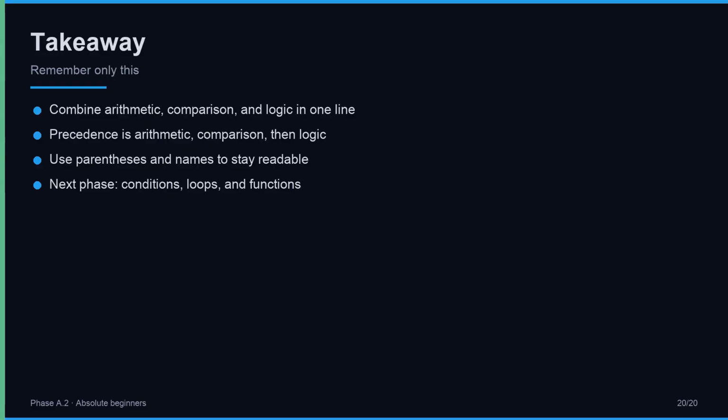4 true sentences. The takeaway, compressed to one line. Real expressions mix arithmetic, comparison, and logic, and Python evaluates them in a fixed order: arithmetic tightest, then comparison, then logic. When the order could be misread, add parentheses. When the line grows long, break it into named variables. Phase 8.2 is complete. You now hold the full foundation of expressions.